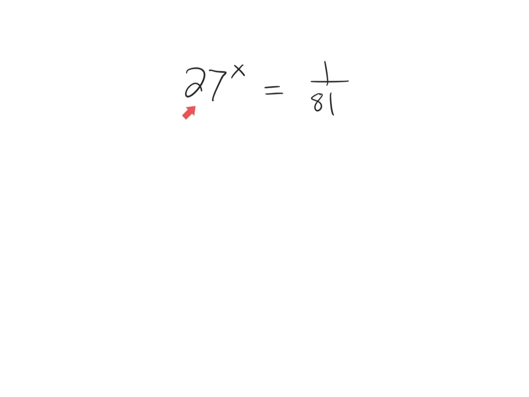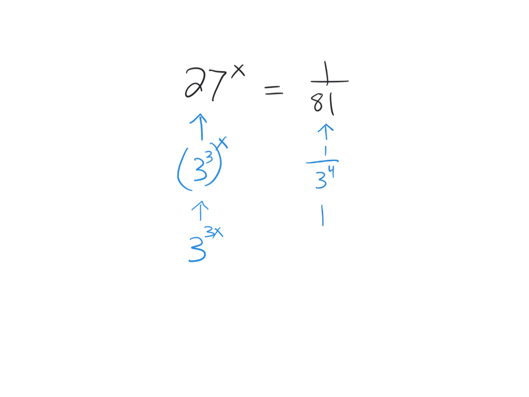This one is a little more challenging because I don't have an obvious base picked out, plus I have a fraction. So let's look at the left side first. 27 is 3 times 3 times 3. So 27 is 3 cubed, but I also have that x on the outside. So that simplifies to 3 to the 3x, because when you raise an exponent to an exponent, you multiply them. Okay, over on the other side, 81 is 3 times 3 times 3 times 3. So this is the same as 1 over 3 to the 4th power.